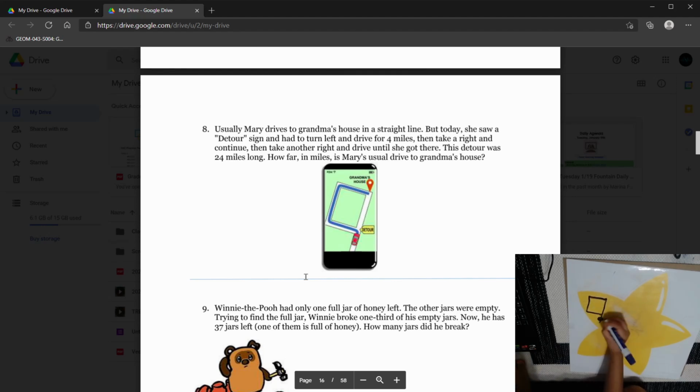So this is the car, and then it says detour. I'm just going to put D there. So this shaded part is the detour. And the detour is 24 miles long. So this is 24 miles long. So that's what we had to understand.